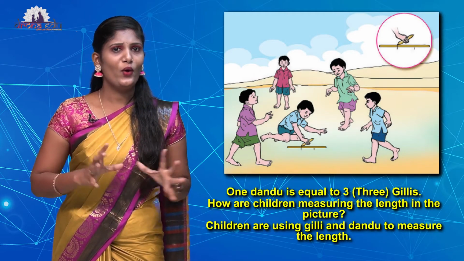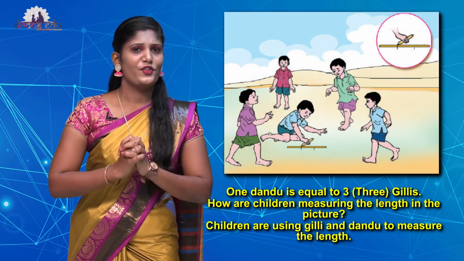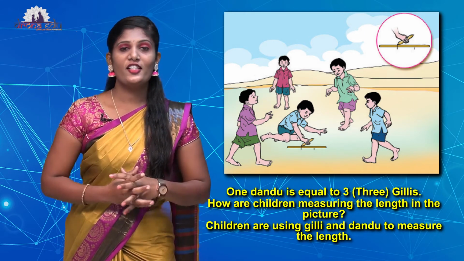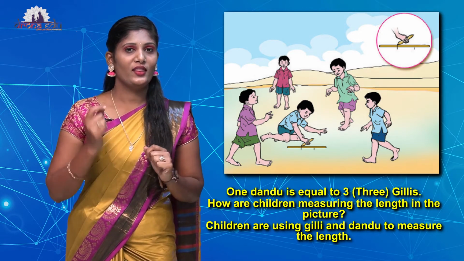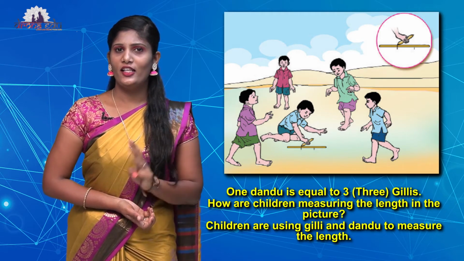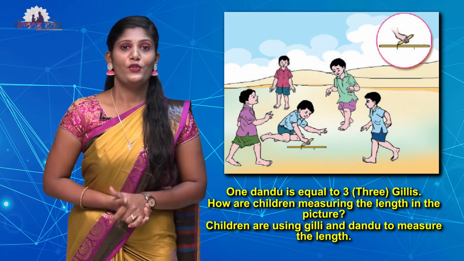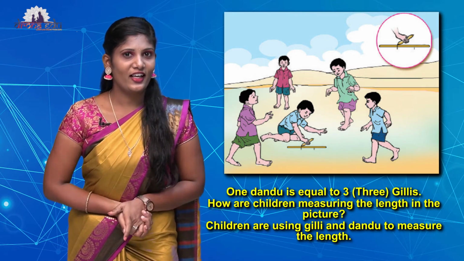So here is your next picture children. What is the game they are playing? Yes, Gilli Dandu, right? So here 5 children are playing the Gilli Dandu game. Look at the picture. Some children are playing Gilli Dandu. First they are measuring the dandu with the gilli, right? 1 dandu is equal to 3 gillis, right children? So this is gilli and this is dandu. So here 1 dandu is equal to 3 gillis, right children?